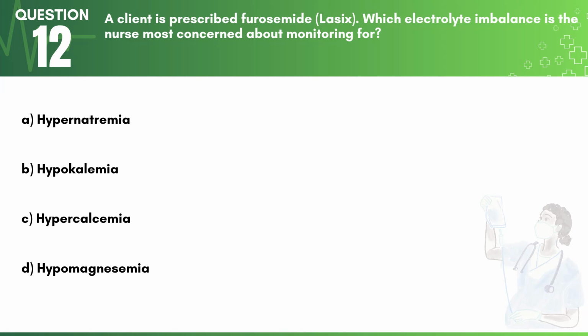Question 12. A client is prescribed furosemide, Lasix. Which electrolyte imbalance is the nurse most concerned about monitoring for? A. Hypernatremia. B. Hypokalemia. C. Hypercalcemia. D. Hypomagnesemia.